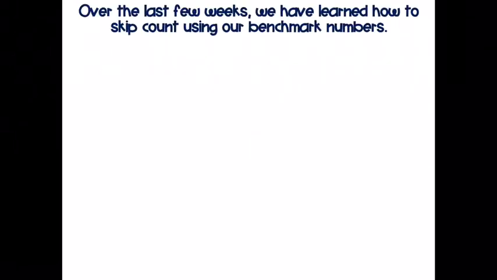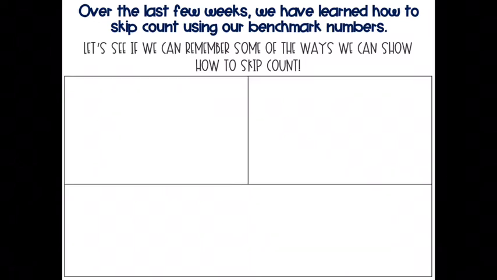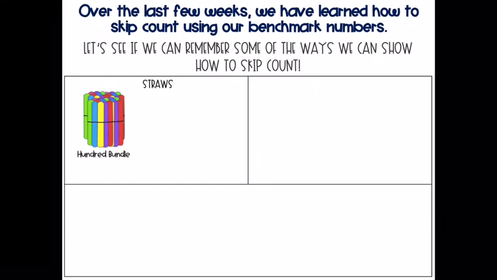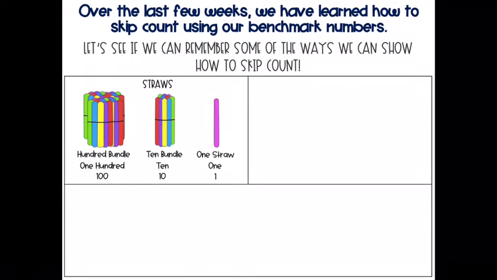Over the last few weeks, we have learned how to skip count using our benchmark numbers. Let's see if we can remember some of the ways we can show how to skip count. First, we have our straws. This is our 100 bundle, which is worth 100. This is our 10 bundle, which is worth 10. And here is our 1 straw, which is worth 1.